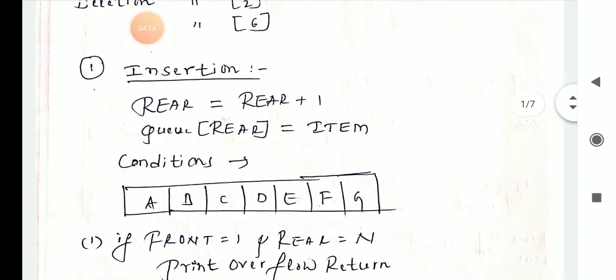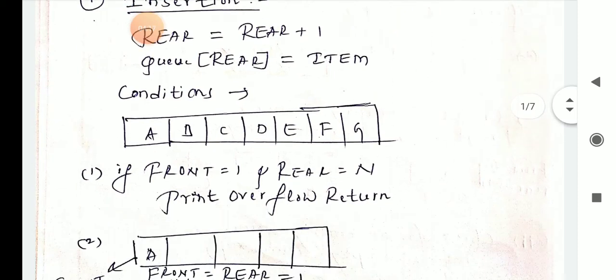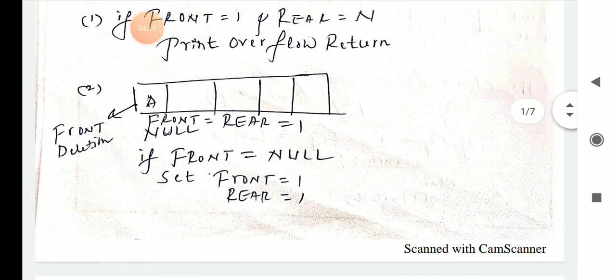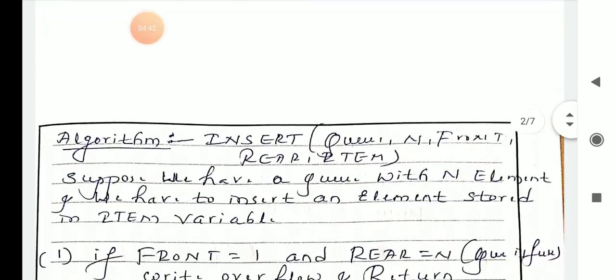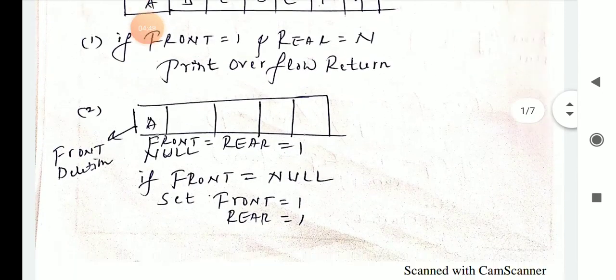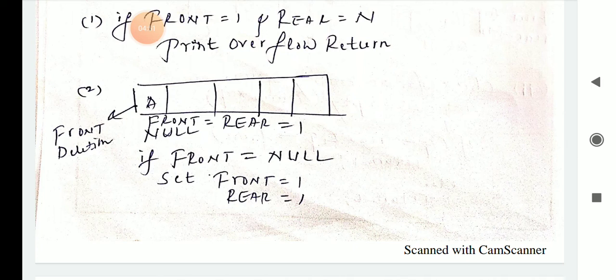There are conditions if you want to insert. Consider one queue A, B, C, D, E, F, G. The first condition is: if front is equal to 1 and rear is equal to n, print overflow and return. The second condition is: if front is equal to null, set front equal to 1 and rear equal to 1. These are the conditions related to the insertion part. In this concept we will write an algorithm, and by using it we will discuss how to write these conditions.